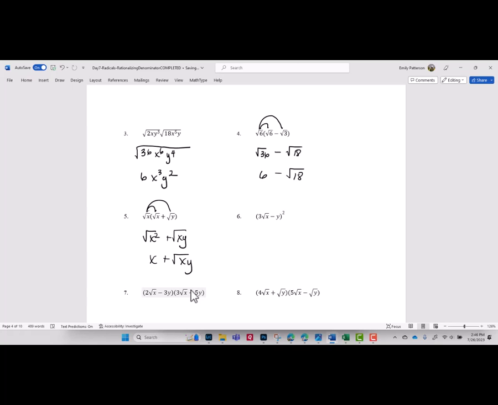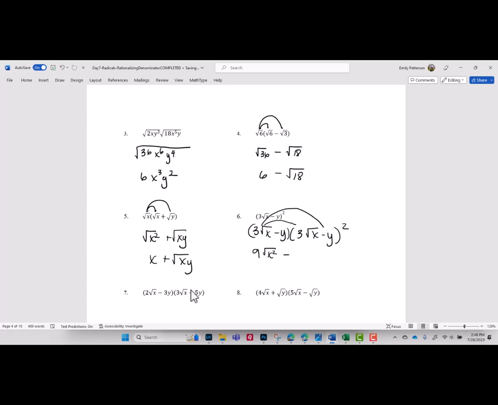Now this one, like any other binomial, we can't just square one and square the other. We have to write out the binomial twice. And then we have to do the FOIL method. So 3 times this is going to be 9 and the square root of x squared, which we can simplify later. Then we go 3 square root of x times y.